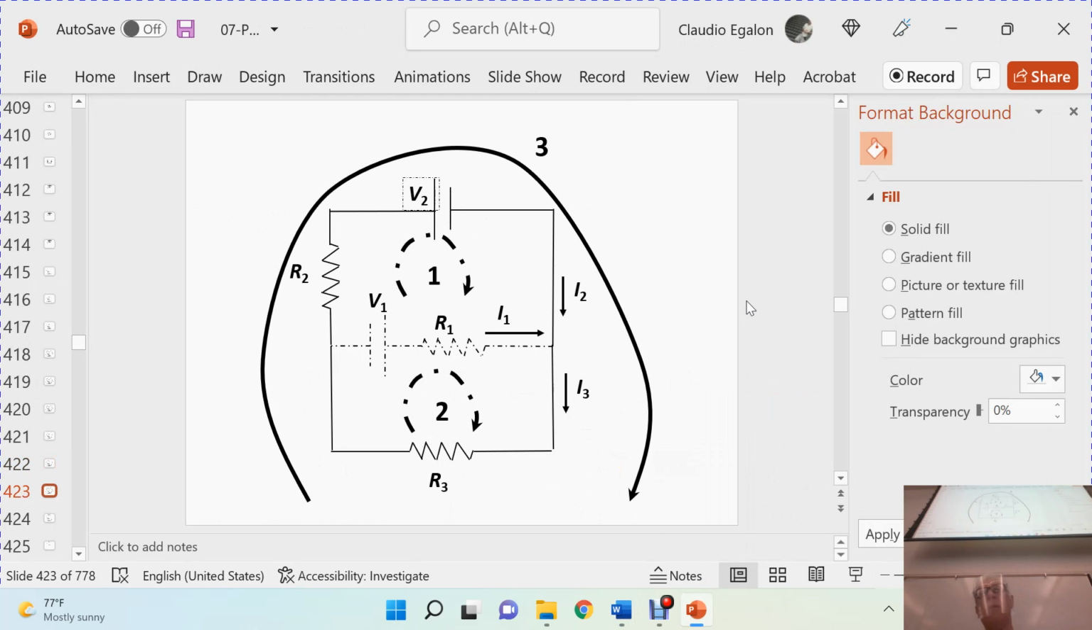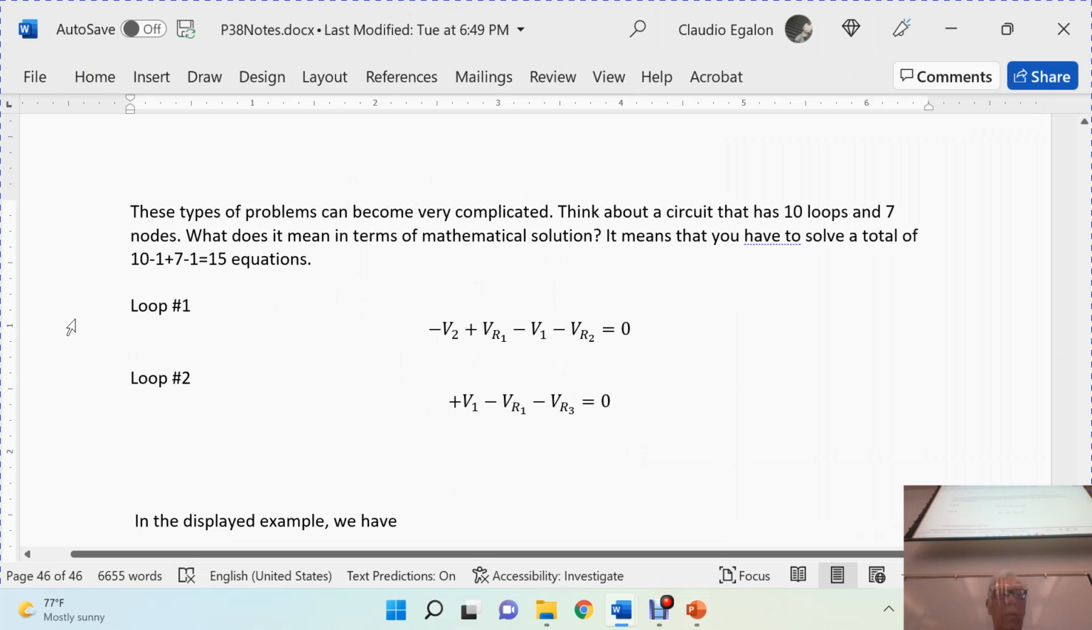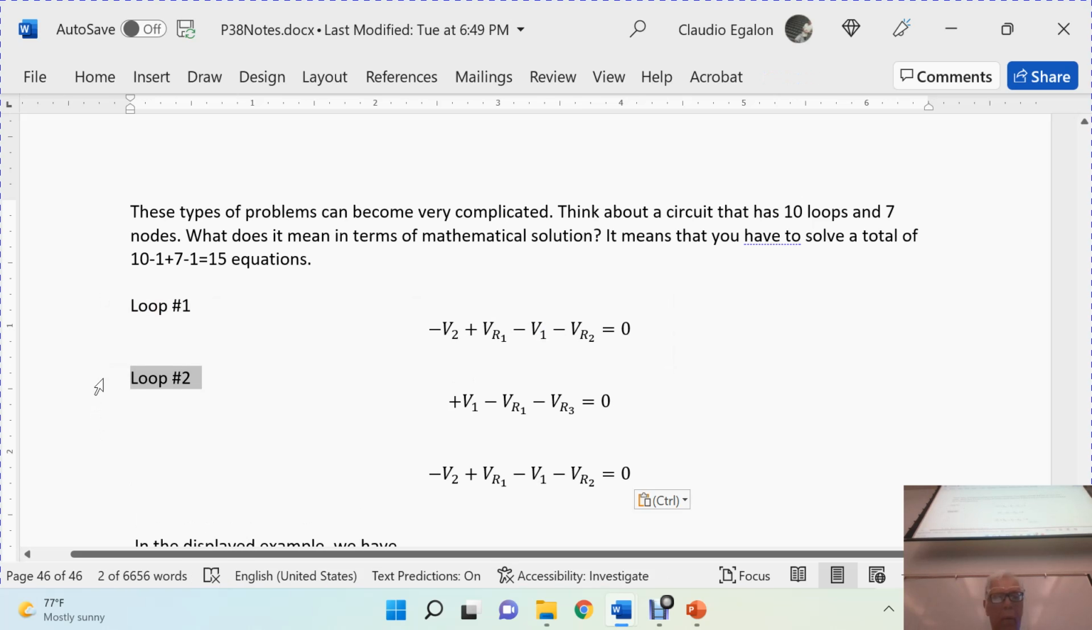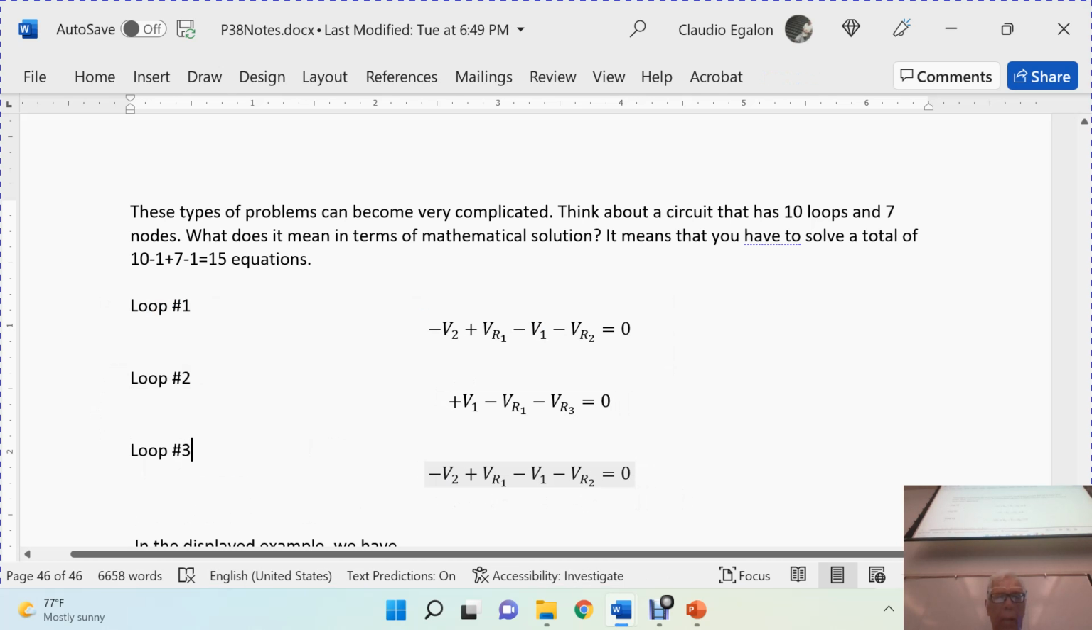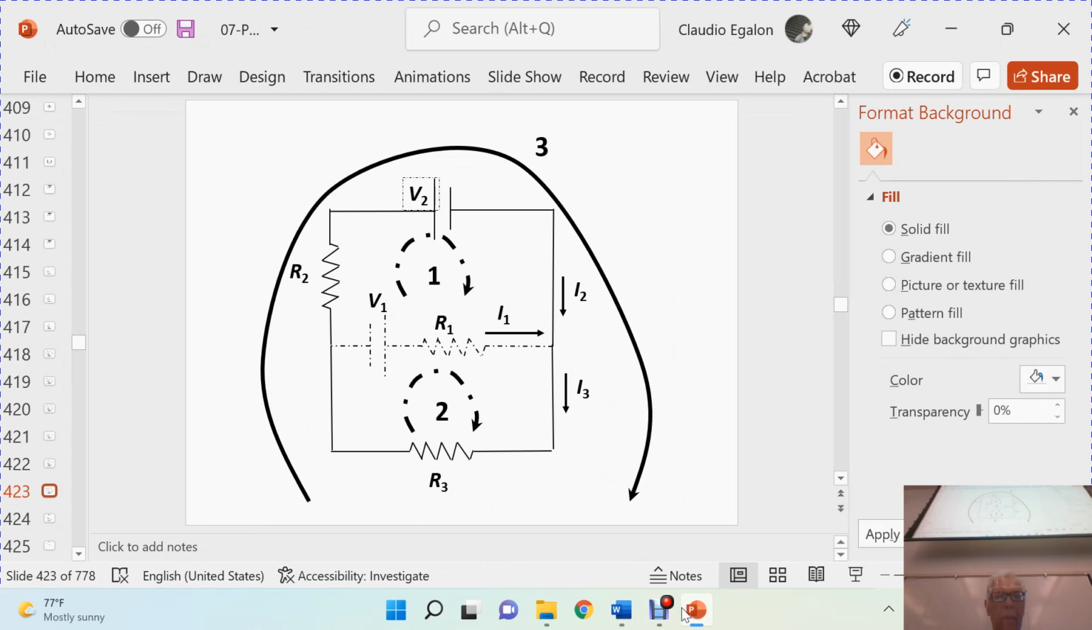We can do the third one, and you're going to find out that this third equation is going to be a linear combination of the other two. Let's do that together, just for practice purposes. Okay, so here you go. Let's start here at this point in the positive plate of the power supply. We're going to lose electric potential. Here you go, loop number 3.